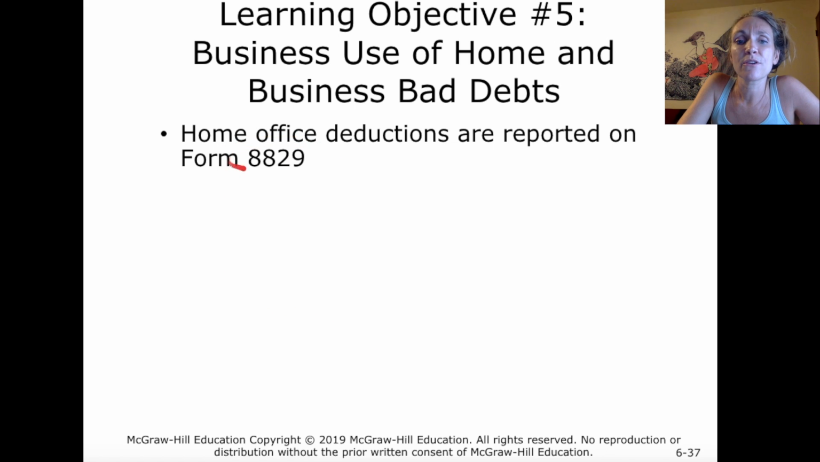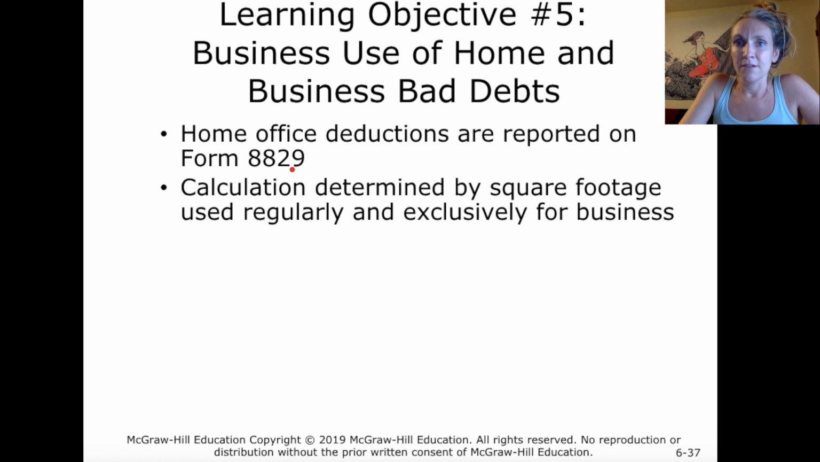Home office deductions are reported on Form 8829, and then the home office amount would flow up to the Schedule C with the other expenses, decreasing self-employment net income, and then the net amount flows to your 1040 for taxes. A calculation is determined by square footage used regularly and exclusively for business. So much like for the vehicle, we had the standard mileage rate method or the actual expense method. Same thing for the home office deduction.